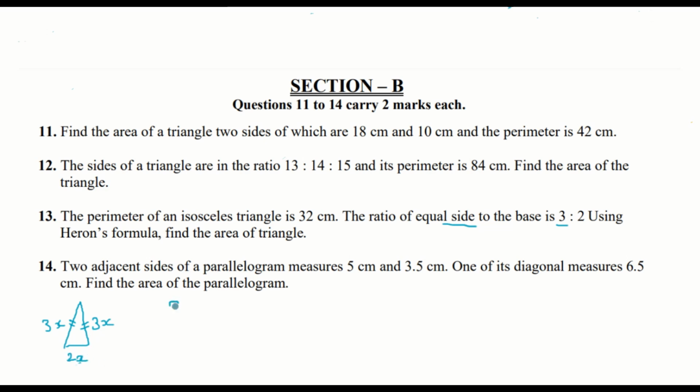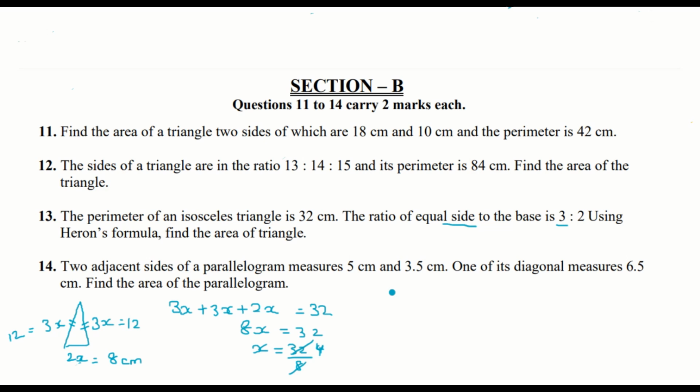And the summation of these three sides is equal to the perimeter 32. Let's find out this x. 3 plus 3 is 6, 6 plus 2 is 8x. 8x is 32, so x is equal to 32 divided by 8, which is 4. If x is 4, then the three sides are 3 fours, 12 centimeter. The equal sides are 12 centimeter, 12 centimeter, and the base is 8 centimeter.